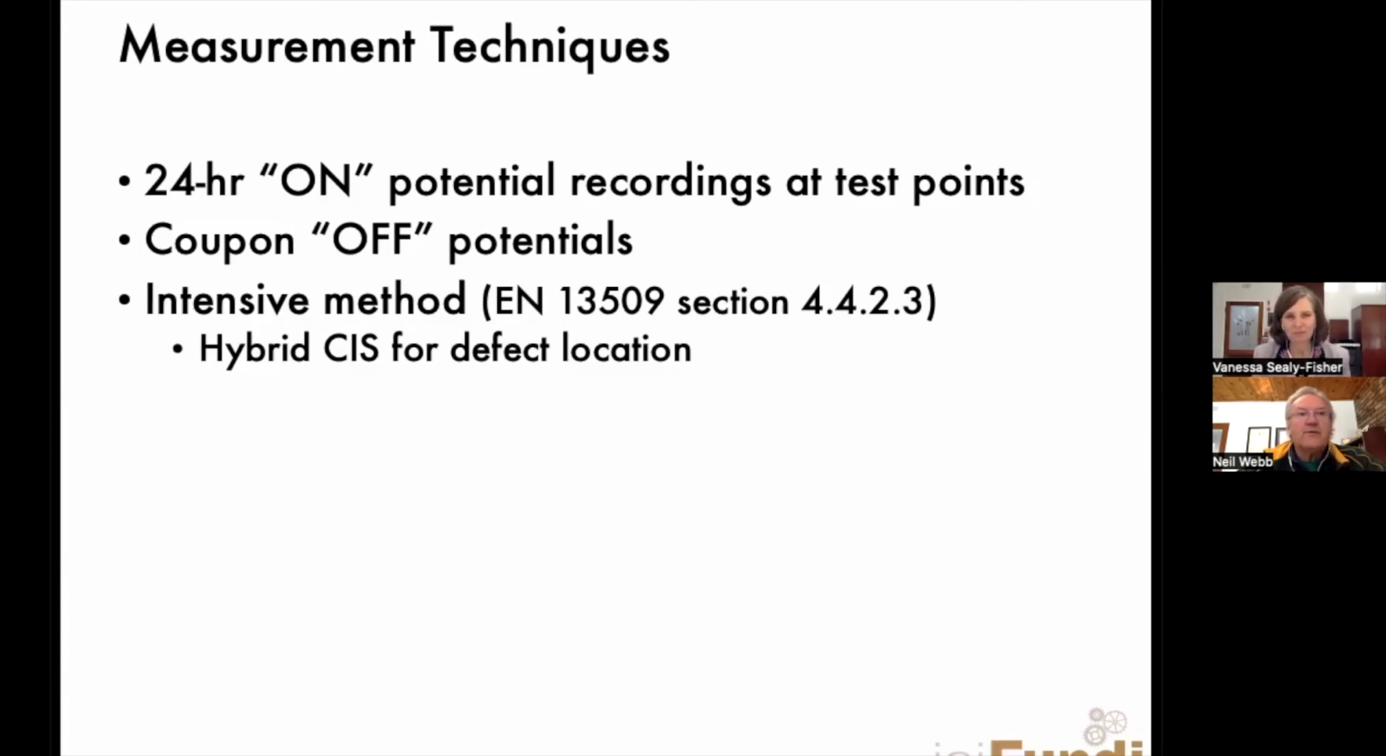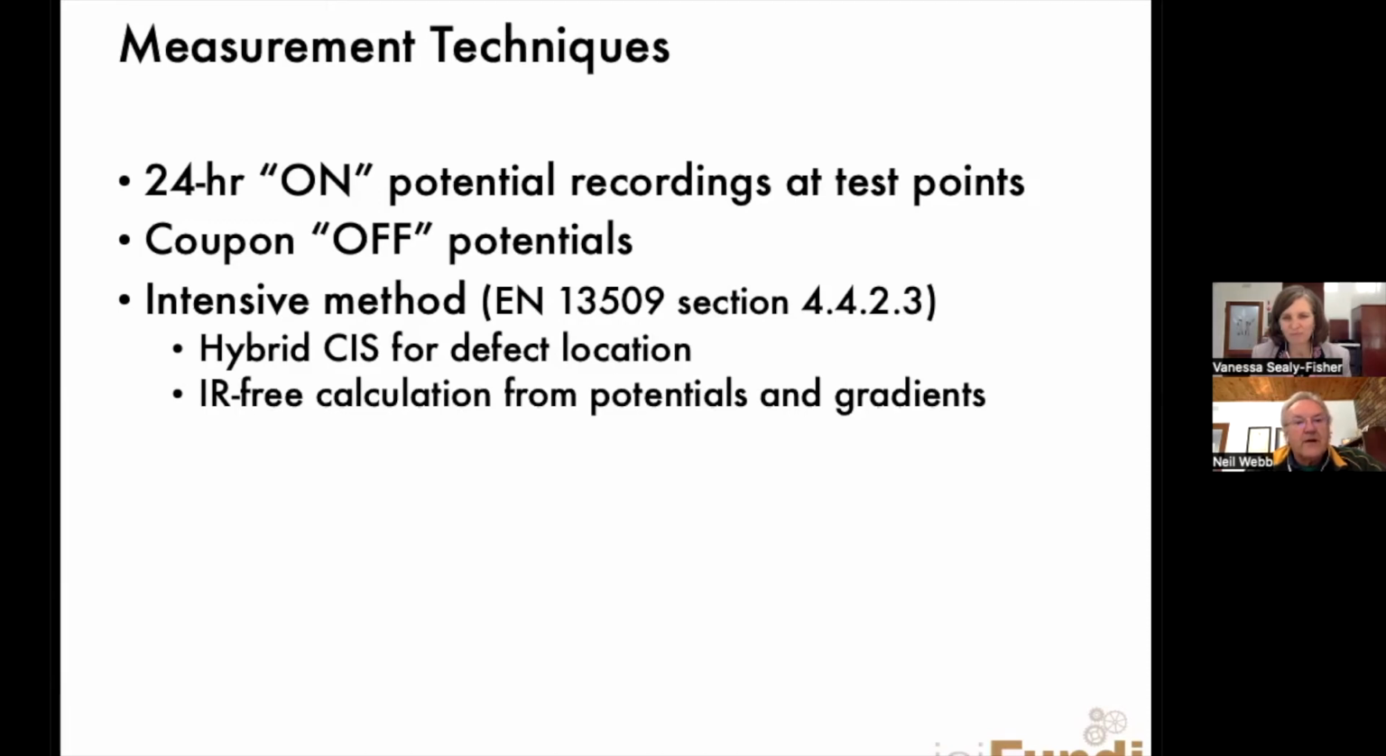The problem with this intensive method is that it only works where there is a defect, because it is based on the lateral potential gradients in the soil. So we used a hybrid close interval survey to locate the defect, and then did the 13509 evaluation and calculated the IR free from the potentials and the gradients. And then that was further proven by physical inspection, exactly the same as we have with the direct assessment phase of the ECDA process.